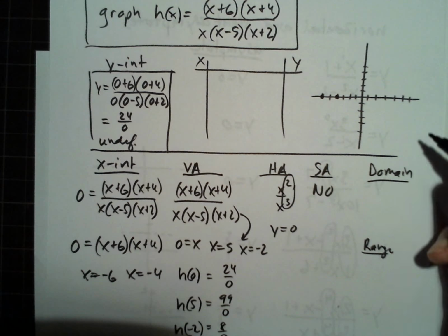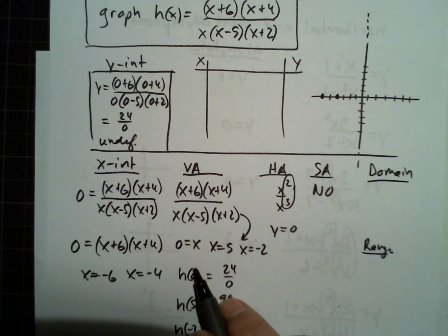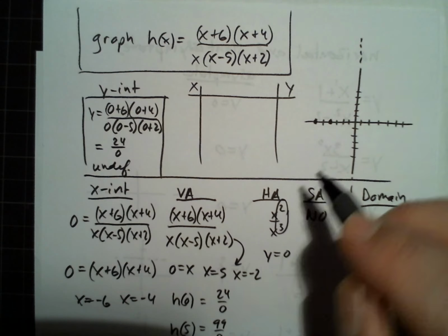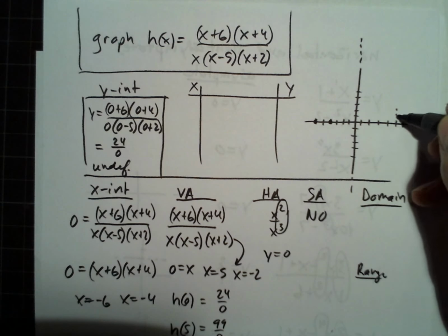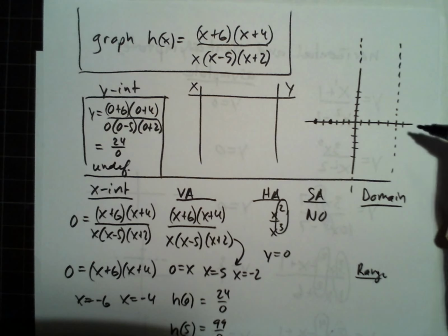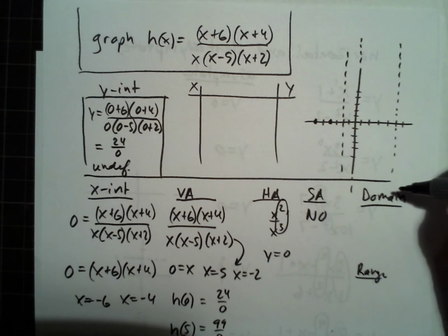So now we have vertical asymptote at x equals 0. That's the y-axis. At x equals 5, 1, 2, 3, 4, 5. Vertical asymptote at 5, and also at -2.